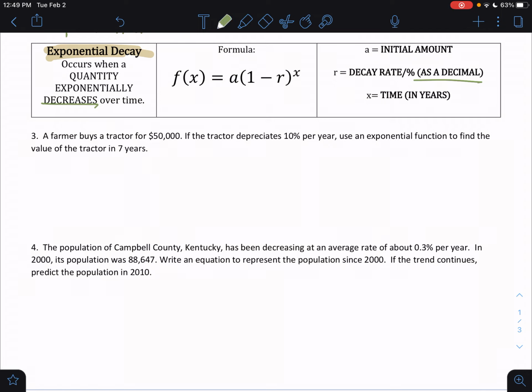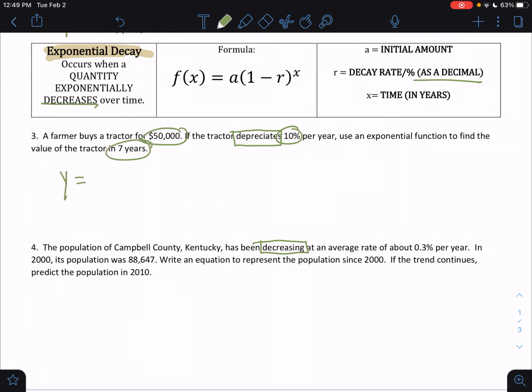So very similar to the other one, and this time we're looking for words that mean decreasing. So here we have depreciates, and the next one we have decreasing, and those are the words that are going to let you know that you're going to use the decay function instead of the growth function. So number 3 says a farmer buys a tractor for $50,000. If the tractor depreciates 10% per year, use an exponential function to find the value of the tractor in 7 years. So we have our initial amount, the percent, and the years.